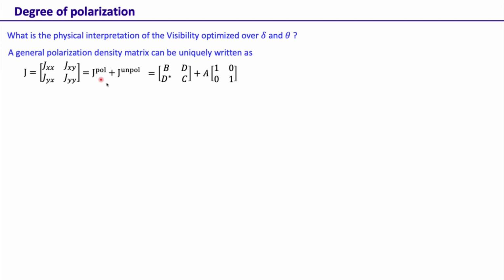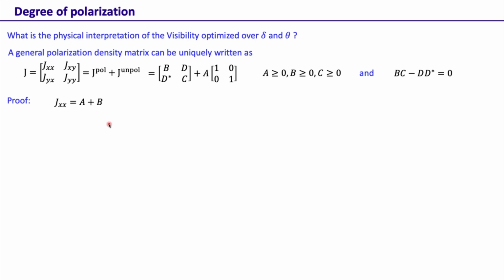So what is J polarized? This is of the form B, D, D star, C, and J unpolarized is just 1 0 0 1, and then we are multiplying it by this A, which decides the proportion of the unpolarized part versus the polarized part. And of course A, B, C have to be greater than 0, and BC minus DD star equal to 0. So that's how a generic density matrix can be written. Let's prove this.